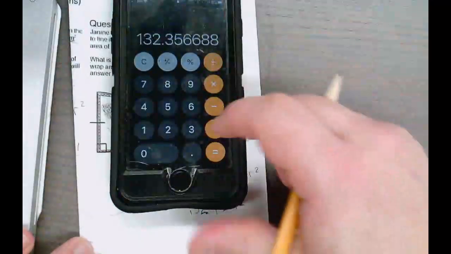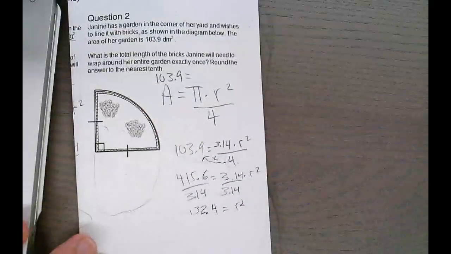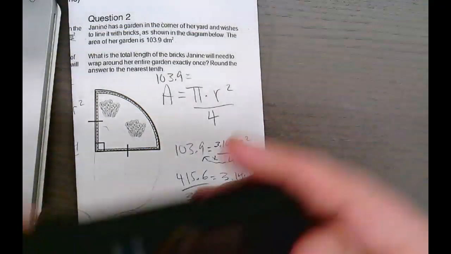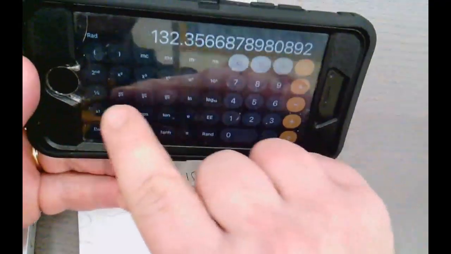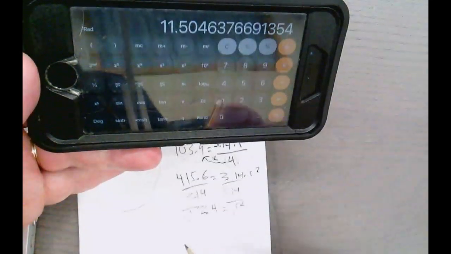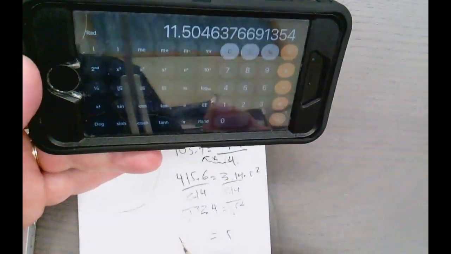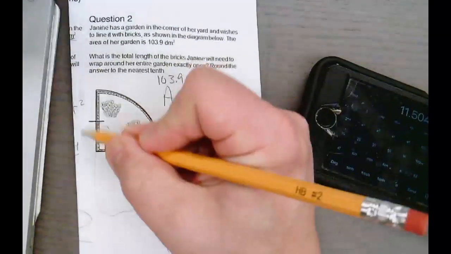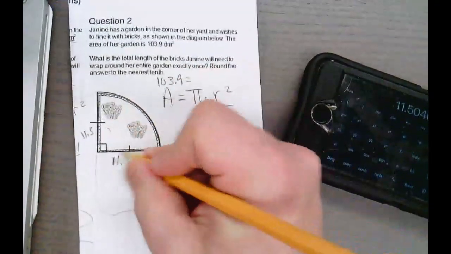So I know it's more than 10, because 10 times 10 is 100. Now we've got to use the fancy square root button. So square root both sides, square root that. So the radius is 11.5. Sweet. So does that give us the answer? Not really. Almost though. This is 11.5, so this is the radius.